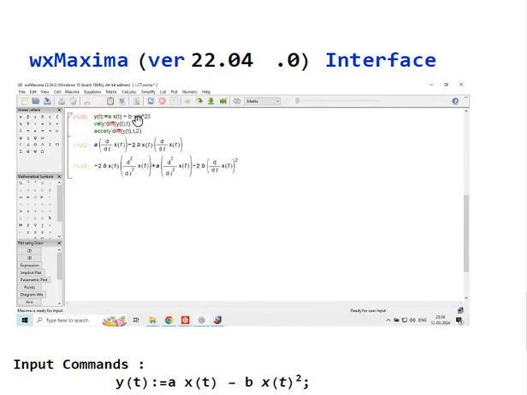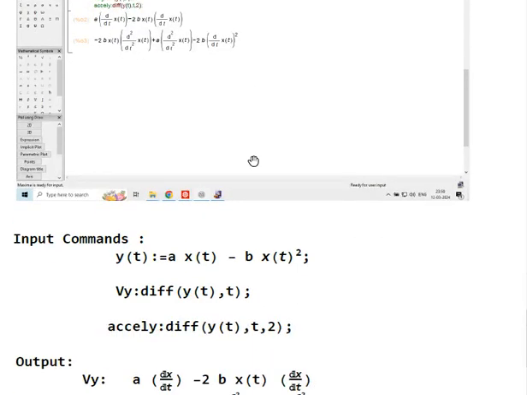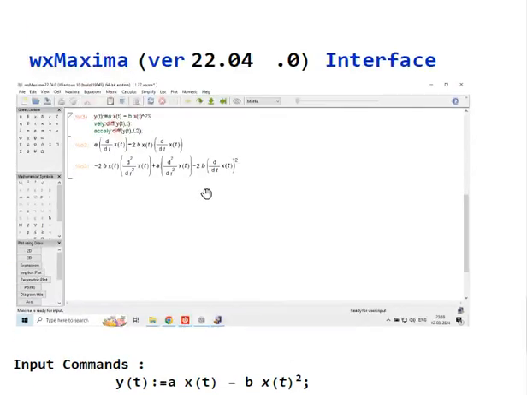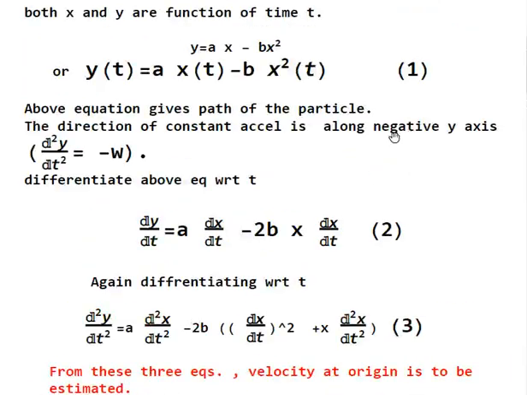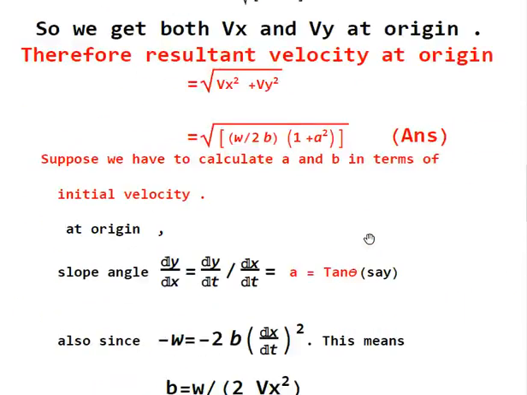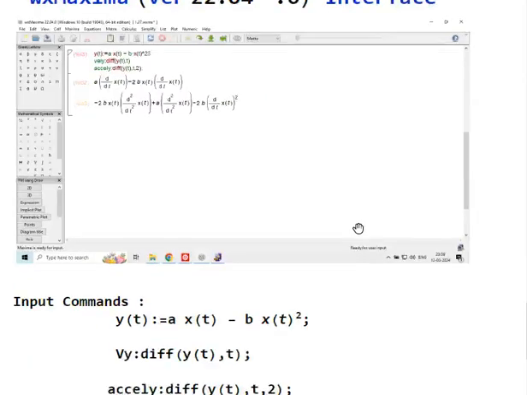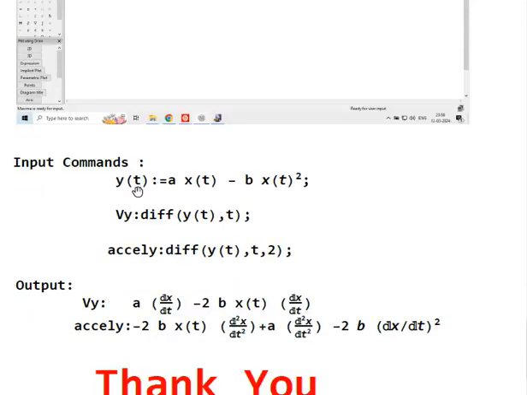First 3 lines is the input commands which we give, and these 2 lines the output command which we obtain. हमको मिलता है output commands से. So input commands हमको ये 3 equations जो दी हुई हैं, इसको हम मैक्सिमा में कैसे लिखते हैं, ये हम देख सकते हैं कि मैक्सिमा सॉफ्टवेयर में हम y(t) is a function of t, colon equal to, because we have to define as a function, a x t minus b x t square like this.